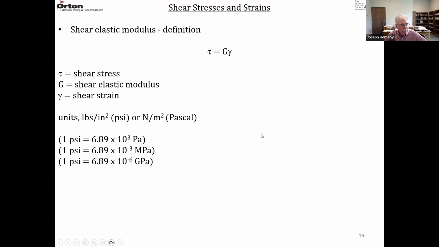So just like we had for Young's elastic modulus, we can relate the stresses and the strains for the shear elastic modulus. So the shear elastic modulus is G. So the shear stress tau equals the shear elastic modulus G times gamma, the shear strain. And G has dimensions of psi or pascals or megapascals or gigapascals, just the same as for E.